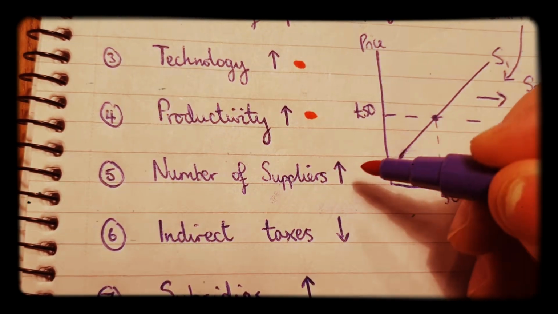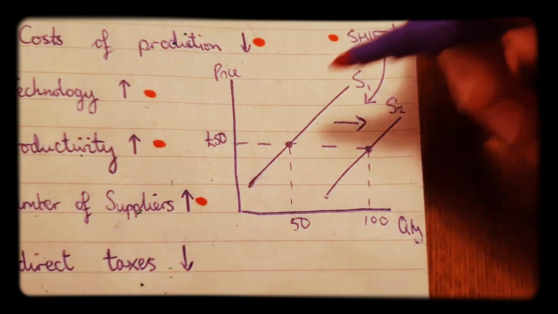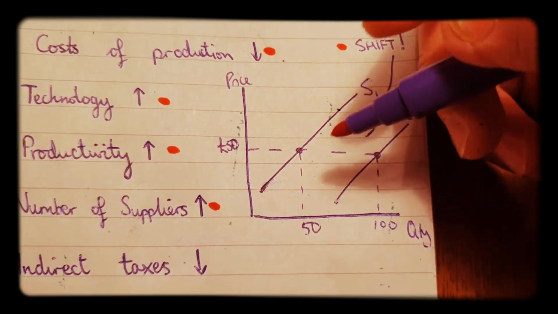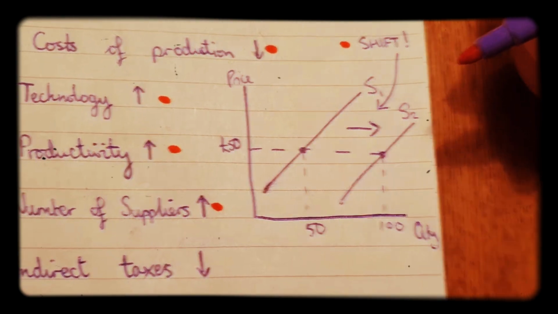Number 5, we have the number of suppliers in the market. So if the number of firms in the market were to rise, then market supply would shift to the right.